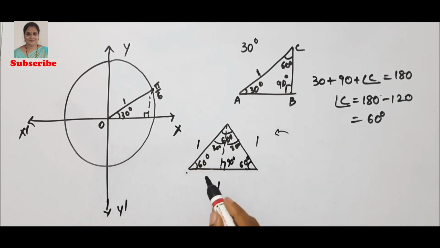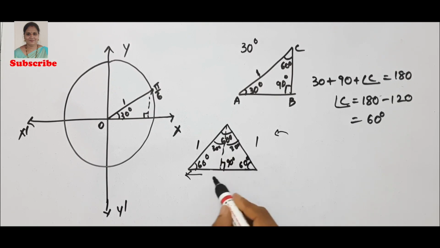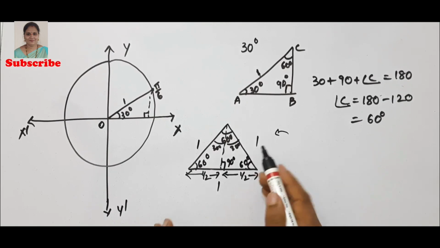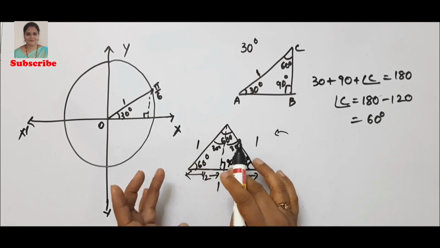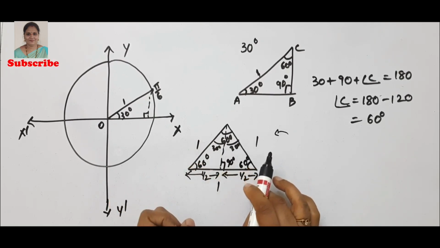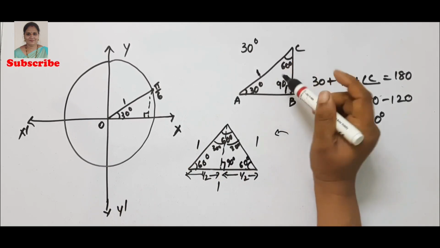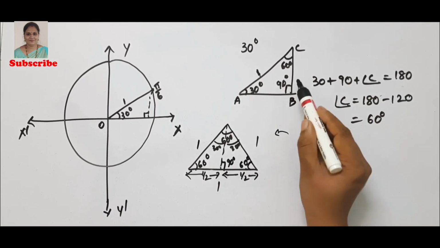Here, we have taken the length of these 3 sides as 1. So when we splitted the triangle into 2 triangles, this becomes half, and the length from here to here becomes half. So we are studying about this triangle only. The side which is containing the angle 90 degrees and 60 degrees is of length half. So this is 90 and this is 60. Here also the angle is 90 and 60. So the length of this side is half.